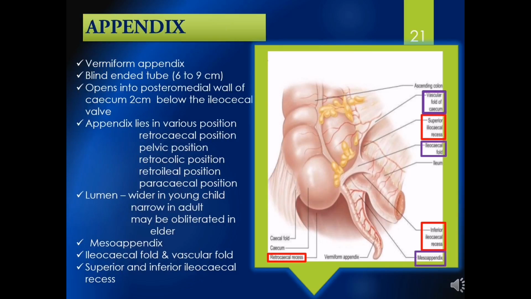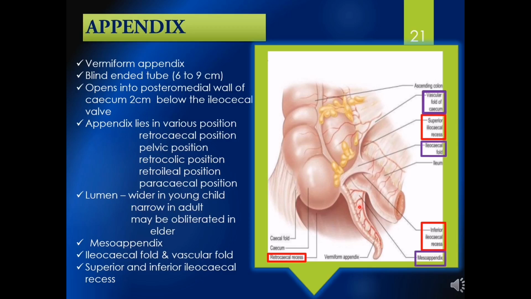Lumen of the appendix is wider in young child while narrow in adult. Subsequently, it can be obliterated in the elderly people. Appendix has its own mesentery called mesoappendix.